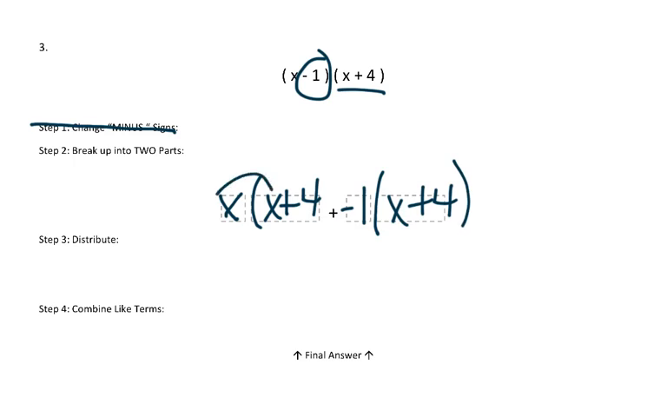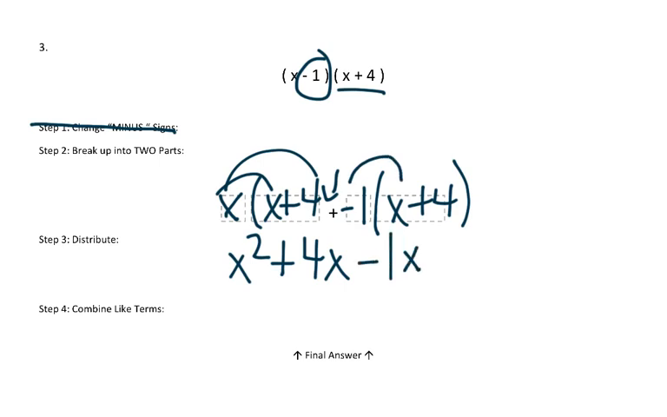Okay, x times x, x squared. X times 4 is 4x. Now, I'm not going to write down this plus sign because that's where I'm going to get my double negatives, or double signs. So what I'm going to do next is just go negative 1 times x, which is negative 1x. Negative 1, so notice this is negative 1 times a positive 4, which will give me negative 4.